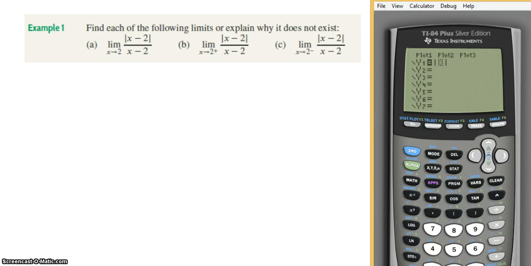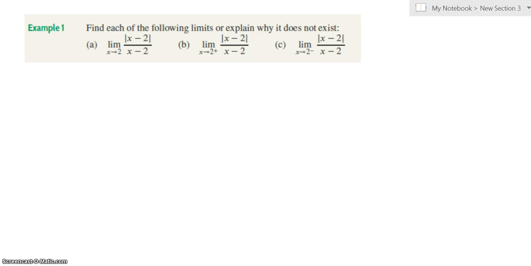Oh, that's nice. So then I'm going to type in my x minus 2 using the X,T,theta,n key that's right next to the alpha. And then I'm going to hit the right arrow a couple of times to get out of there. Hit the divide, and I'm going to go ahead and put the denominator in parentheses. And if you graph that, oh, that's what it looks like. Now let's zoom in. Zoom number 2 is zoom in. Press enter after you zoom in. You could also just change your window. So it looks something like that.